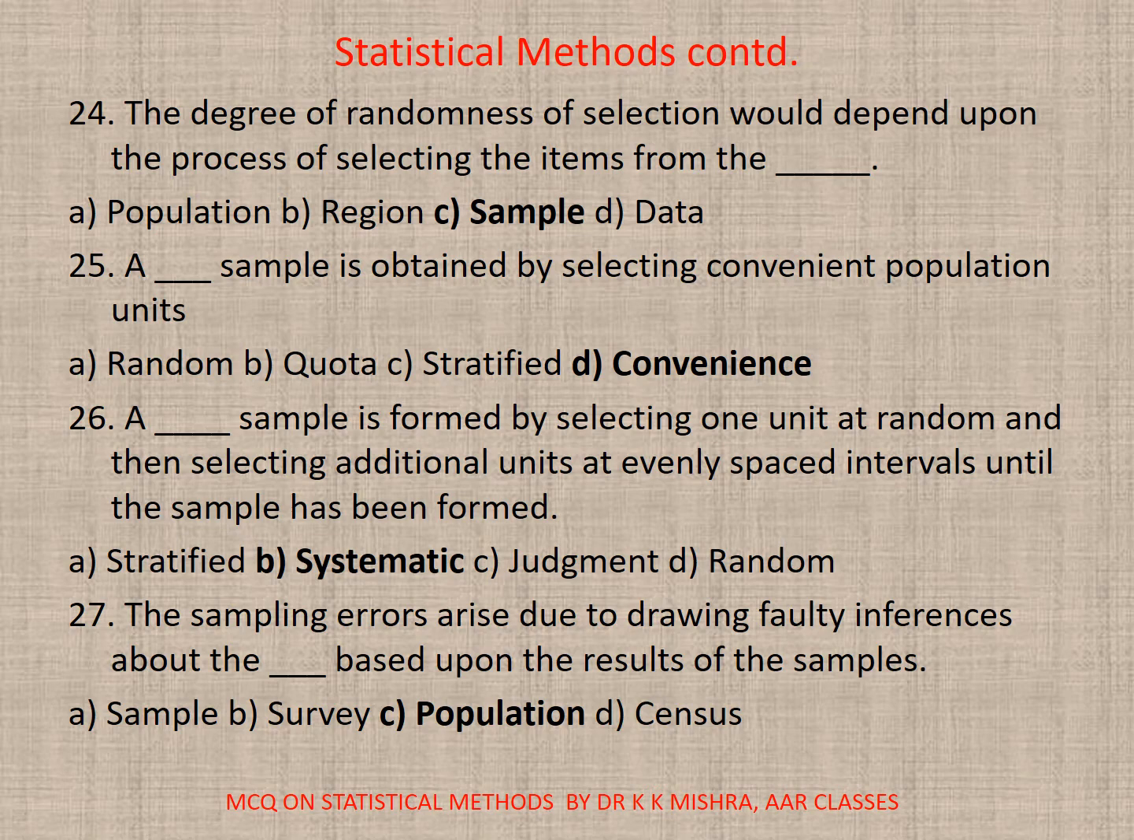24. The degree of randomness of selection would depend upon the process of selecting the items from the dash. A. Population, B. Region, C. Sample, D. Data. Correct option is C.